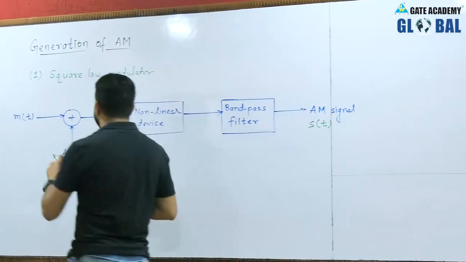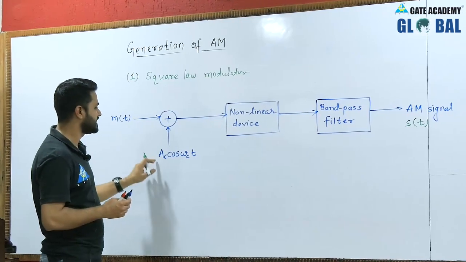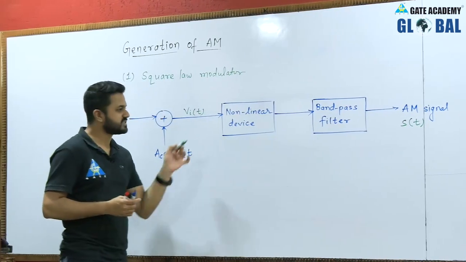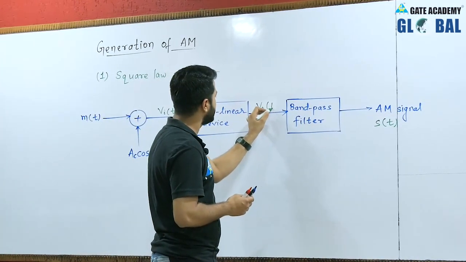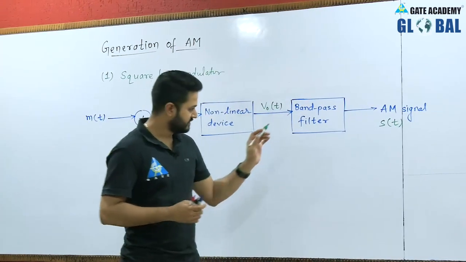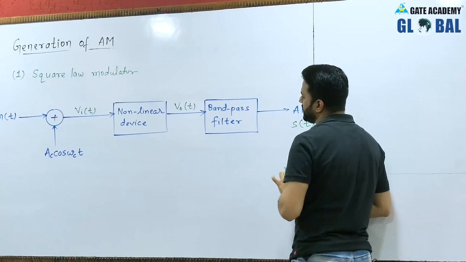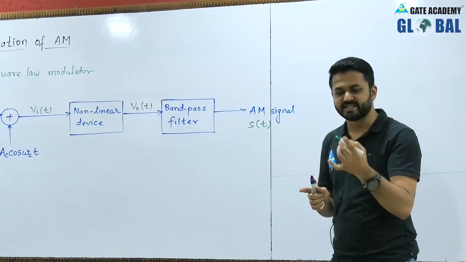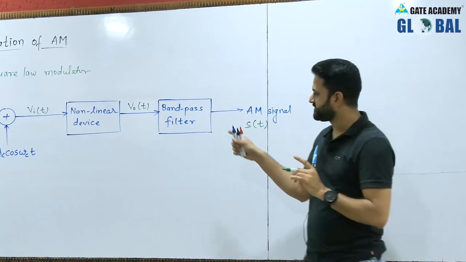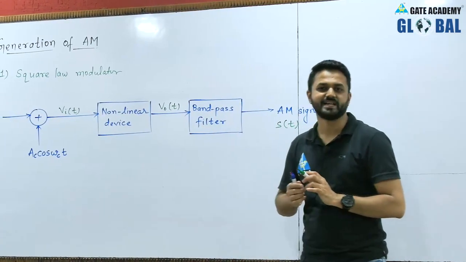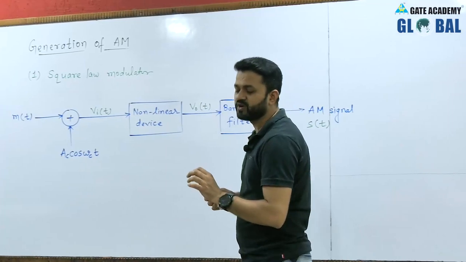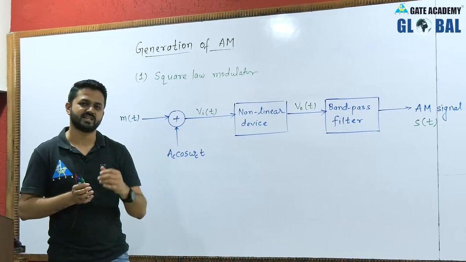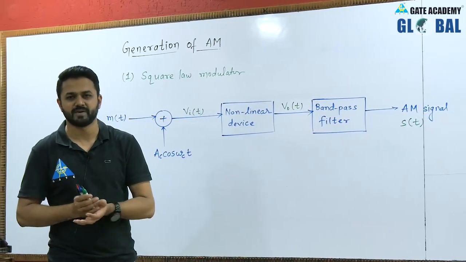So we have message signal, we have carrier signal. The addition of message and carrier is input to the nonlinear device. Let us represent it by vi(t), input to the nonlinear device, and output of the nonlinear device is vo(t), which is input to the bandpass filter. And what should be the characteristics of this bandpass filter, we will see. Because after modulation we will have a modulated signal which is a bandpass signal. That's why we use a bandpass filter on the transmitter side. So always remember that on the modulator side, the filter which is used is a bandpass filter, because our modulated signal is also known as a bandpass signal.